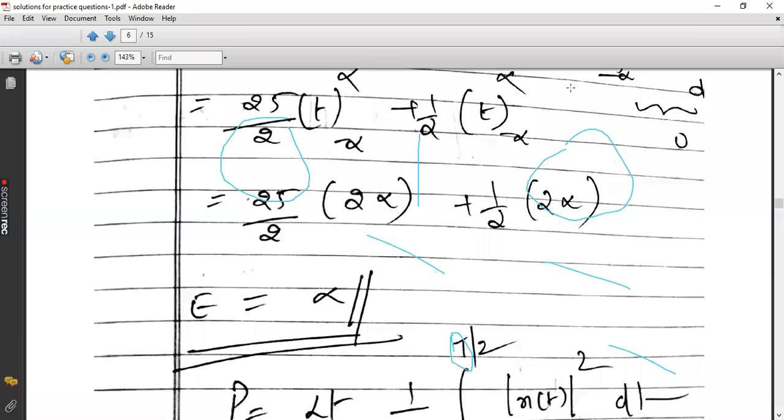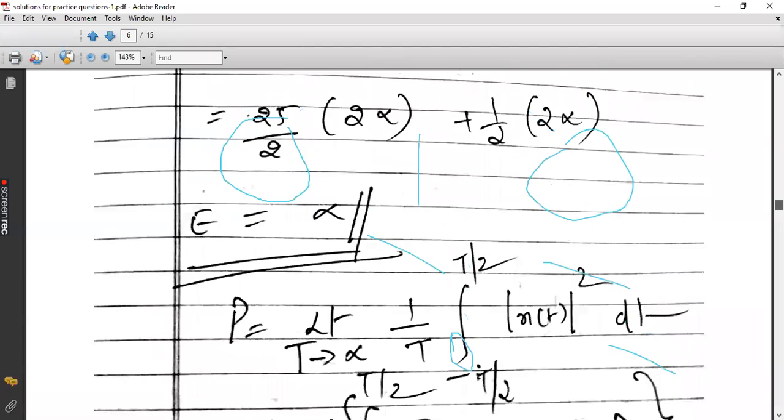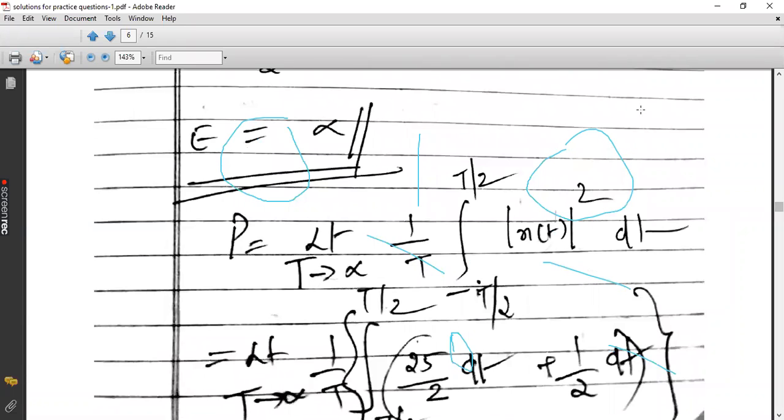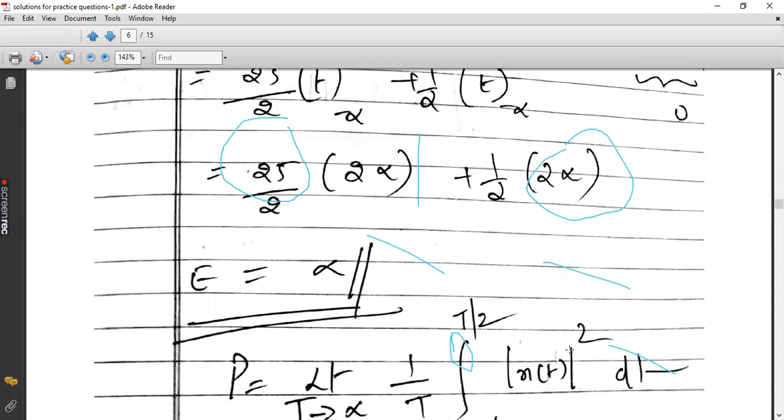Now you will find the power, but many of them have made a mistake: you have assumed again the limit as minus infinity to infinity. While calculating the power, you are concentrating on only one full cycle, that is minus T by 2 to plus T by 2. So what you have done is you have taken this infinity as such here. That is why Sayan was asking me, both energy and power are infinity, so what should I do, sir? Then I told him it is neither energy nor power.